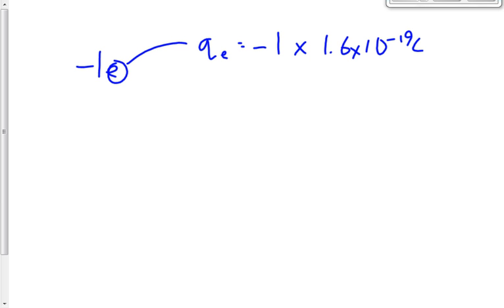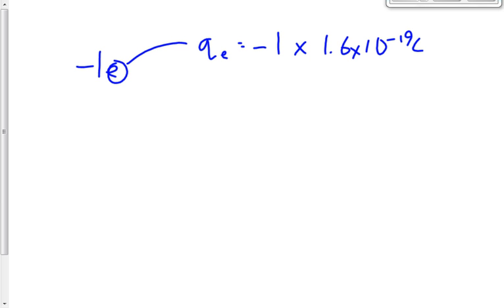If you look on the left-hand side of your data sheet, it says the elementary charge is 1.6 times 10 to the minus 19. So that means the charge of an electron, we'll call it QE, Q is a symbol for charge, by the way, is negative 1 times 1.6 times 10 to the minus 19 coulombs, which is negative 1.6 times 10 to the minus 19 coulombs. That's a pretty small number, right? That tells us that a coulomb is a really big unit. It takes about 10 to the 19 electrons to make up 1 coulomb of charge.